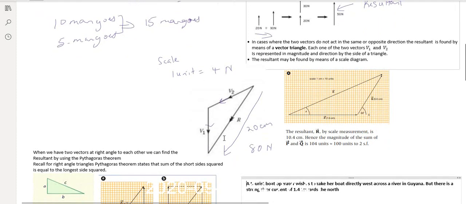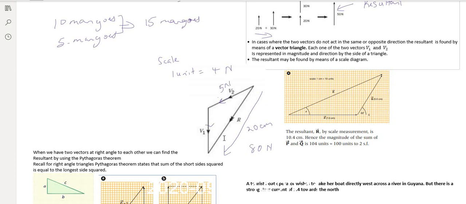Now, be mindful that whenever you're drawing these other vectors here, they must be drawn to scale. So if the magnitude of this vector is 5 newtons, then whatever length you draw using your ruler must reflect this. It must reflect that it's actually measuring 5.